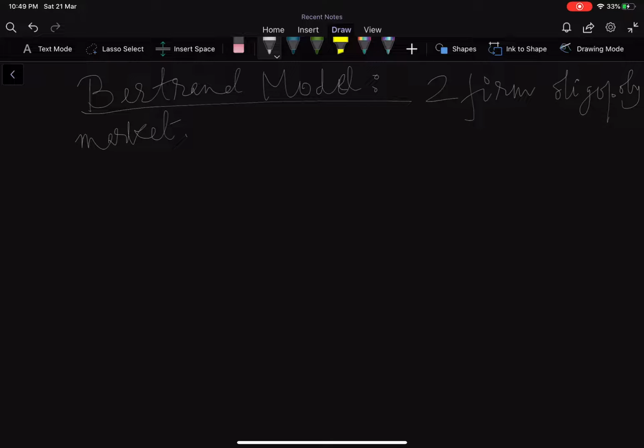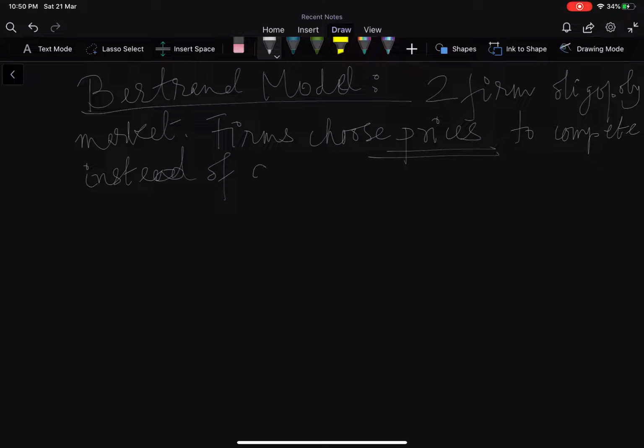And instead of the firms choosing quantities to maximize their profits, in this case firms choose prices to compete instead of quantities. So what is the idea? The idea is that firm 1 and firm 2 choose prices P1 and P2 respectively. And they both produce a homogeneous good.